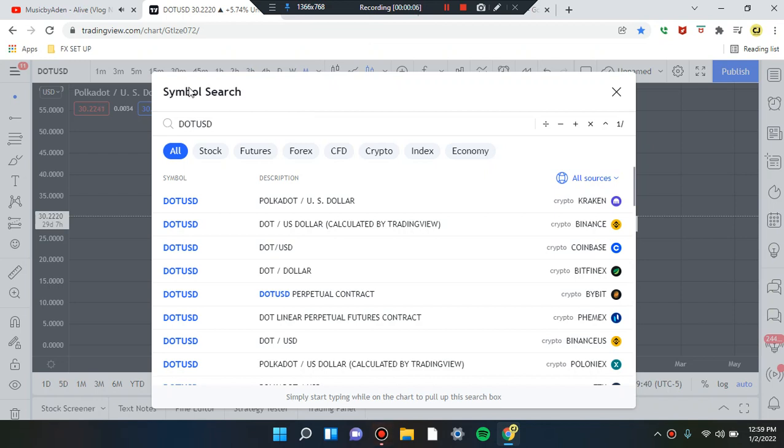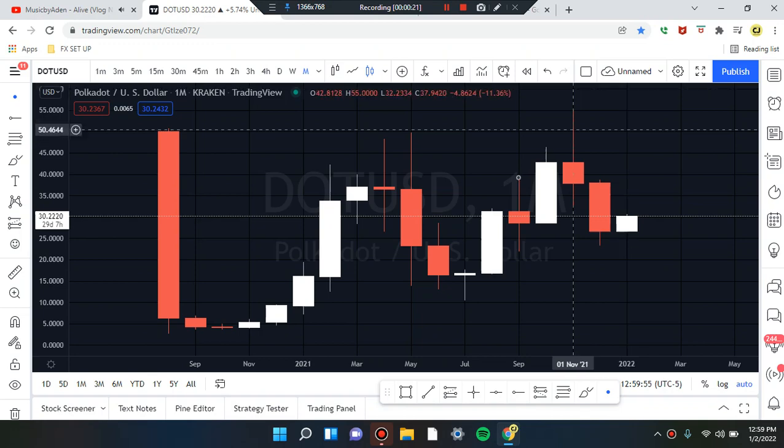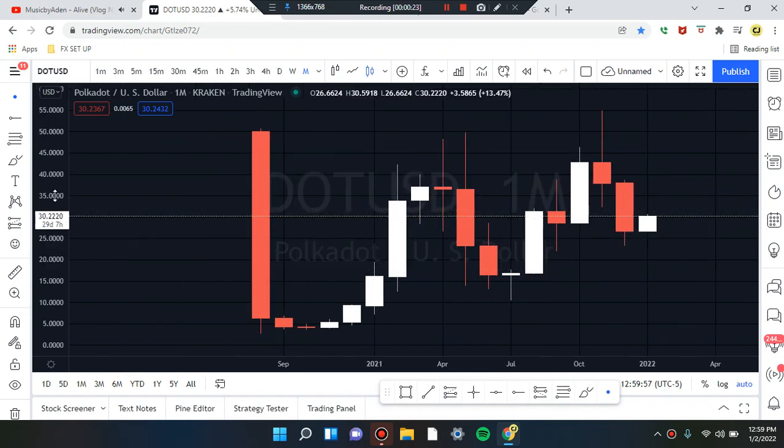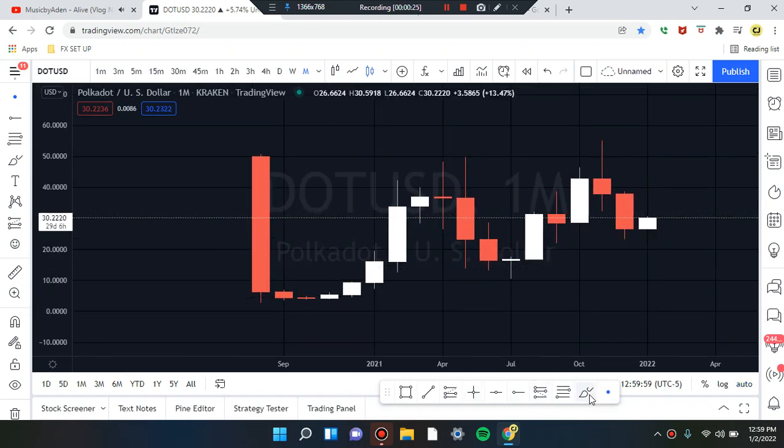We are here running the levels, looking for market structure and patterns. Okay, guys, we are marking up DOT USD. Take a look at what's going on in the market. We're going to break this chart down pattern by pattern.